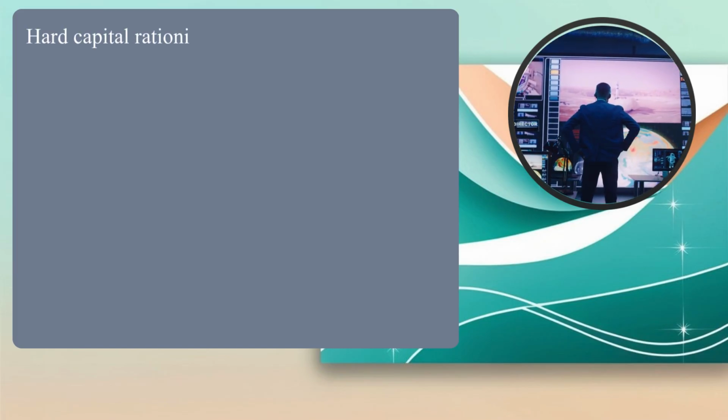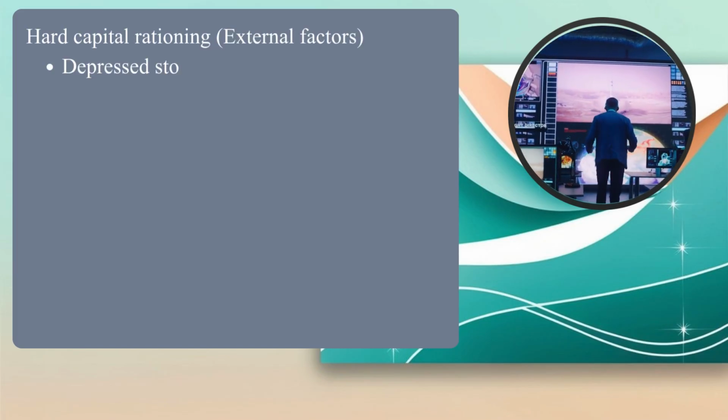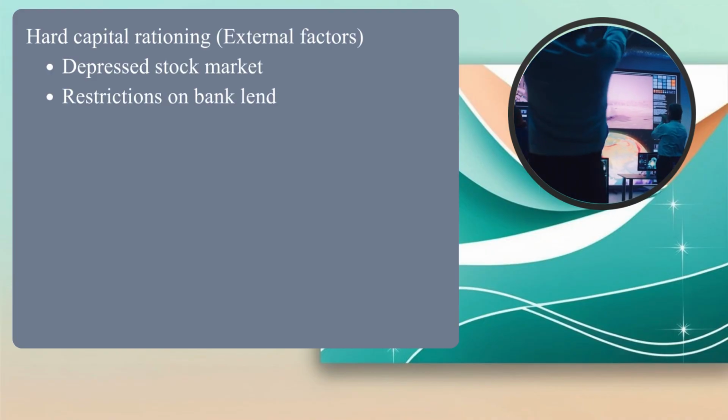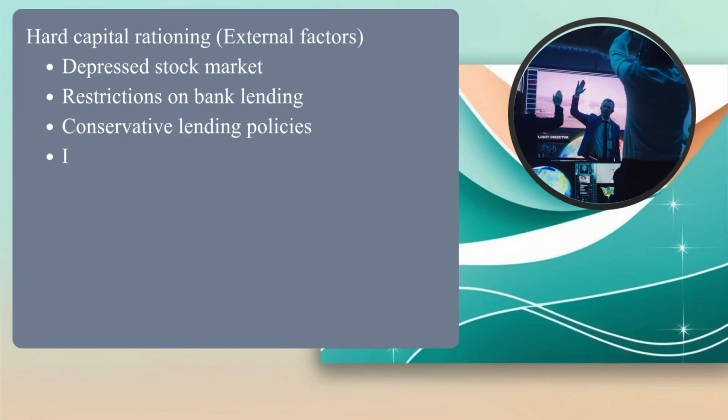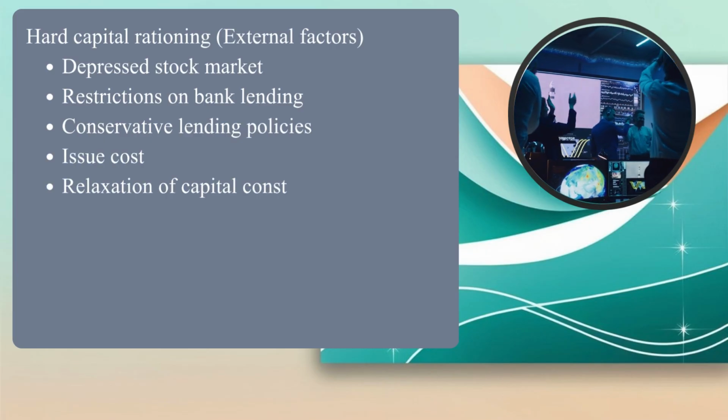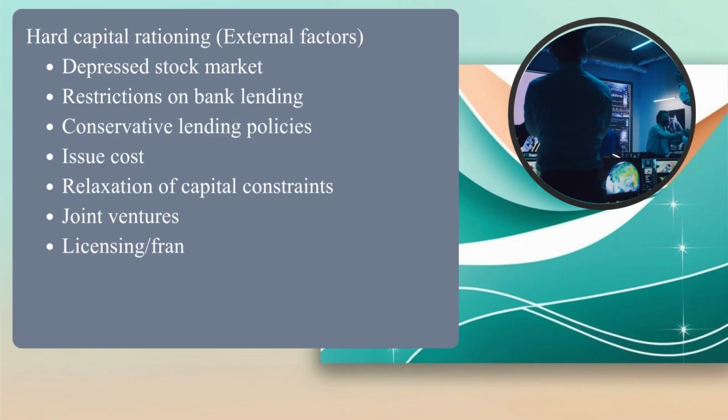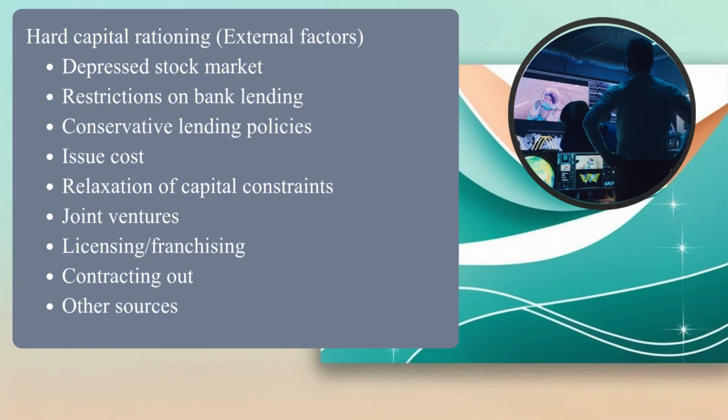Hard capital rationing, external factors: depressed stock market, restrictions on bank lending, conservative lending policies, issue cost. Relaxation of capital constraints: joint ventures, licensing, franchising, contracting out, other sources of finance.